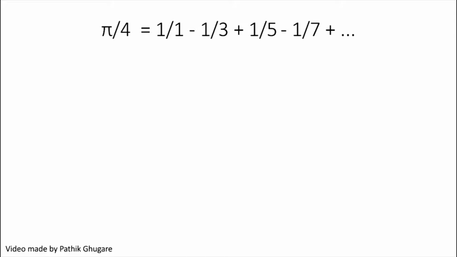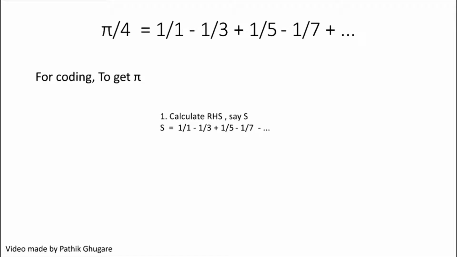As we just saw how this series converges to the ratio pi divided by 4. Now let's see how to use this series to get approximate value of pi. So to get pi, first we will calculate right-hand side, say s. Then we will multiply s by 4, so by doing this we will get an approximate value of pi. Since now we know how we can get pi from Leibniz's pi formula, let's see what algorithm to use.